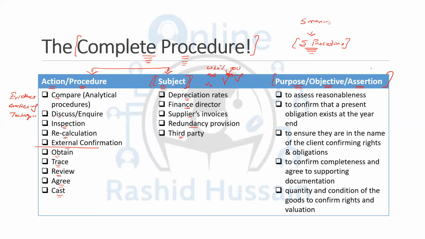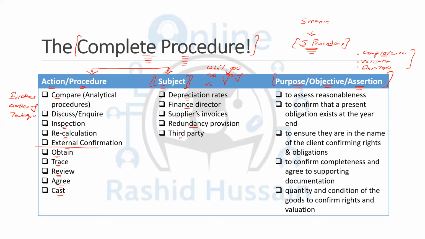Exceptionally, there are questions in the exam where the examiner asks you to write the procedure which actually confirms a particular assertion. For example, they ask you to write the procedure relevant to the valuation. Now, you're only supposed to write the procedure which confirms the valuation, nothing other than that. Similarly, they ask you to write the procedure which confirms the existence. Now, obviously, when they have specified the assertion, you cannot write anything other than that. So this is assertion. Similarly, if they ask you to write the procedure relevant to the completeness, you are bound to write the procedure which confirms the completeness, nothing other than that.